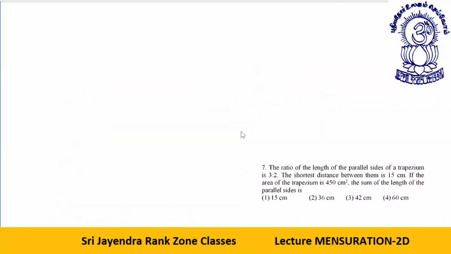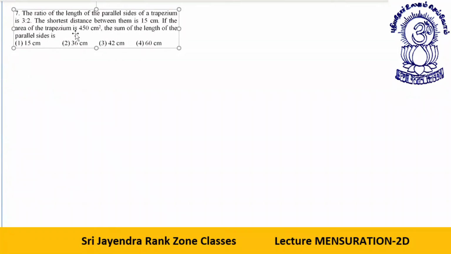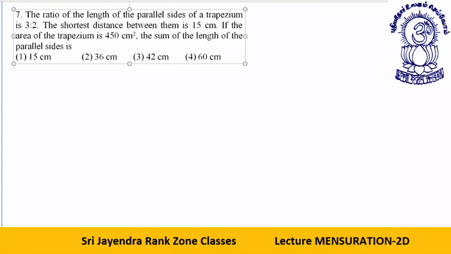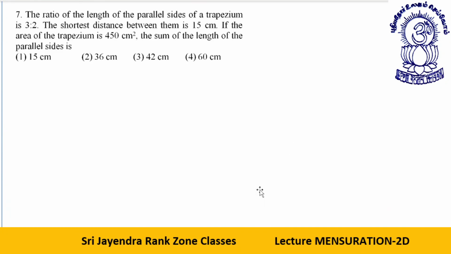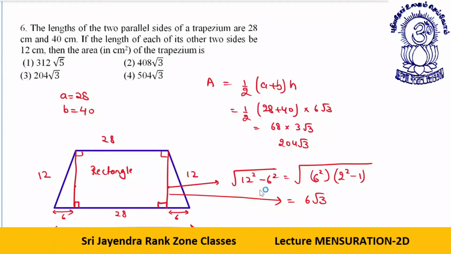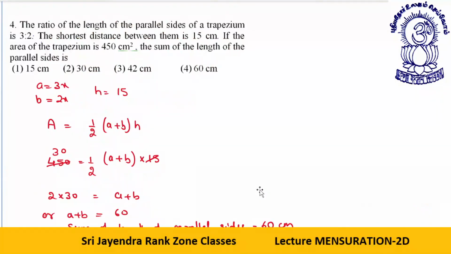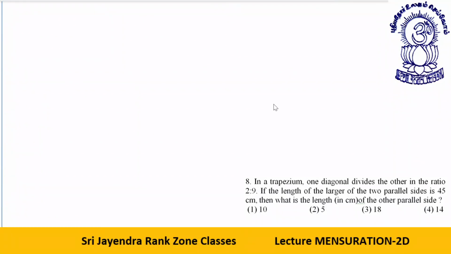Can I take the next one? The next question we have is, I think we have done this question. Let me just verify. Sum of the lengths of the parallel sides is 450. We did this sort of question already. 7th is similar to the 4th. Let's do the 8th one.